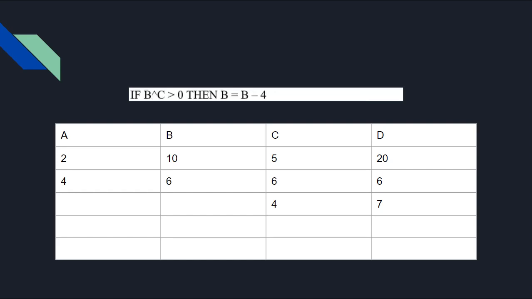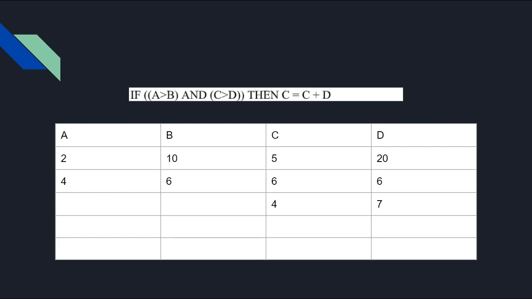Here we check if B, our old value for B, which is 10, to the power of C, which is 4, is greater than 0. I already put in the new value. 10 to the 4th is going to be bigger than 0, then B equals B minus 4. So just subtracting 4 from B. So I already put in our new answer. Our new value for B is 6.